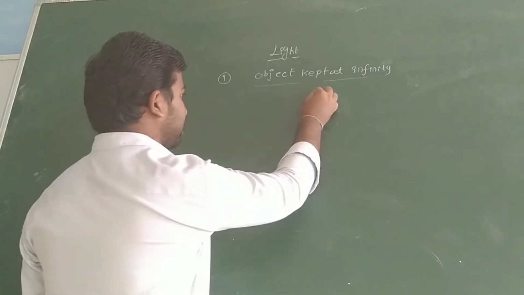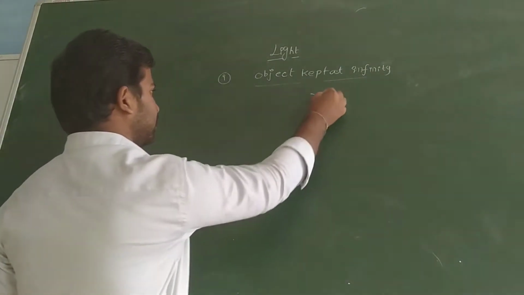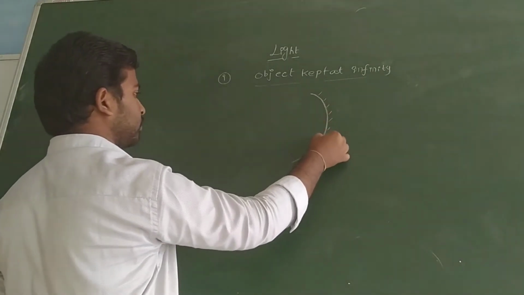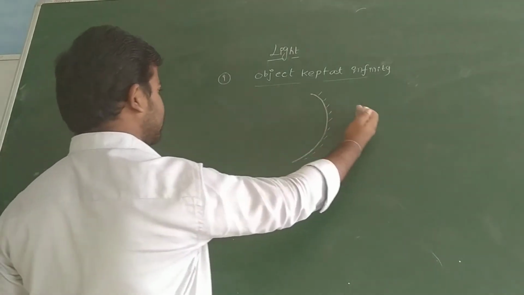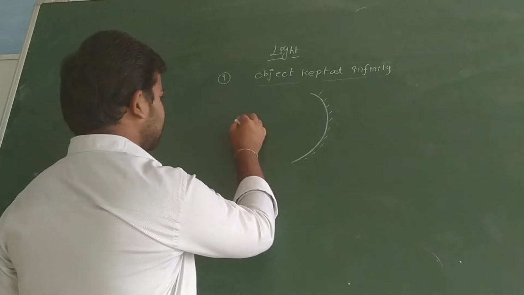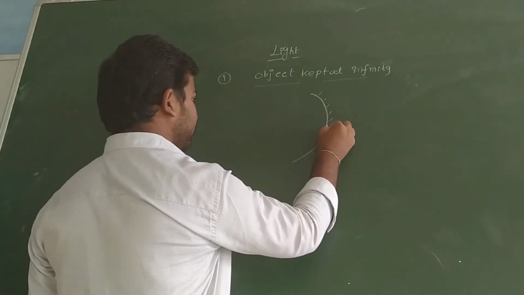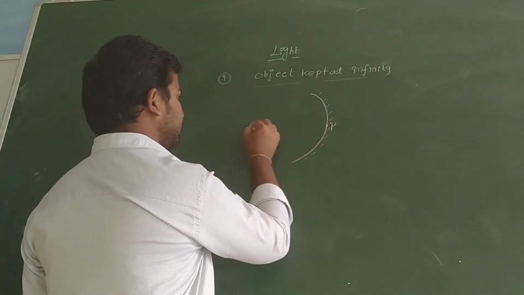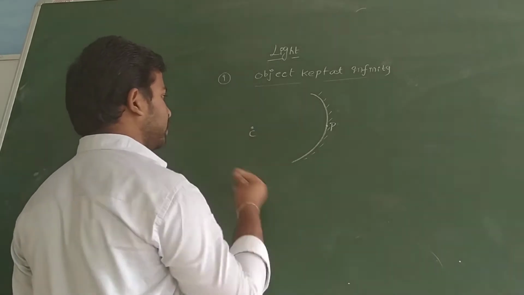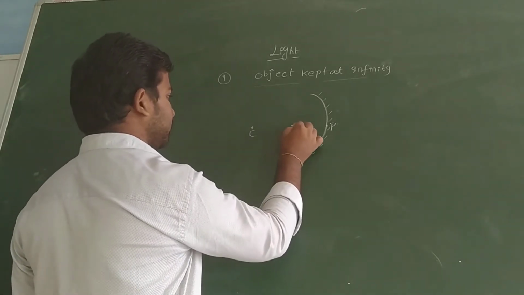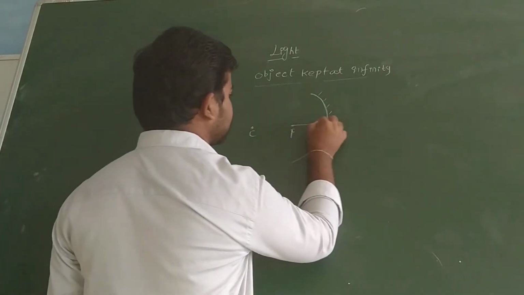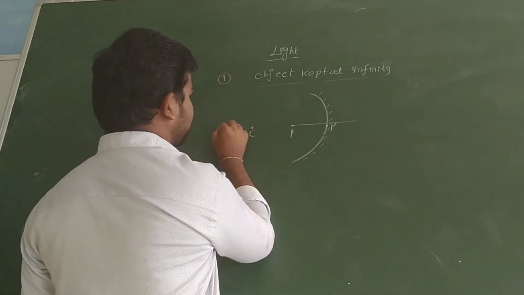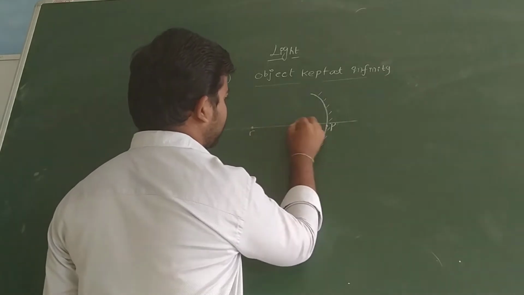For example, I am taking a concave mirror. The inside surface is the reflecting surface, and the outside surface is a silver coated surface. I am taking the midpoint of the spherical mirror, the pole, and the center of curvature, which is the center of the hollow sphere, and the focus, the midpoint between pole and center of curvature. Now I am taking the principal axis.